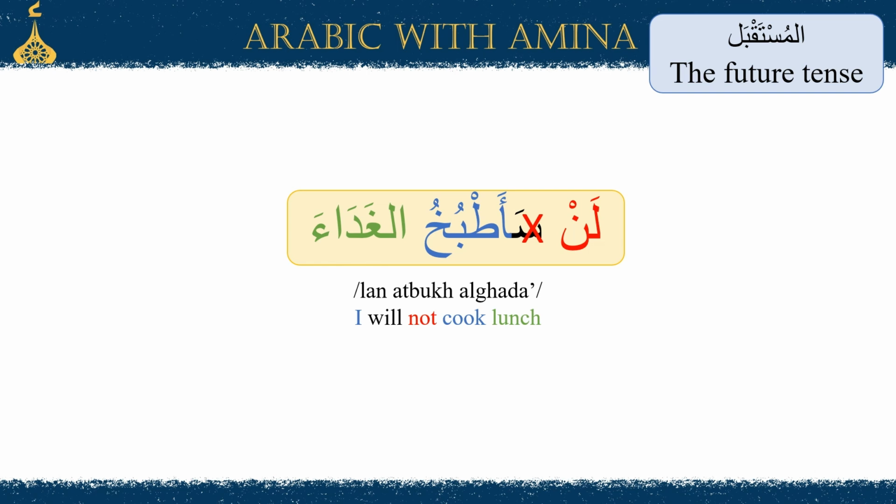Notice how in English, the word will still remains, even if the sentence is negated. But in Arabic, we remove will, which is the seen. So the sentence becomes لن أطبخ الغداء. I will not cook lunch.